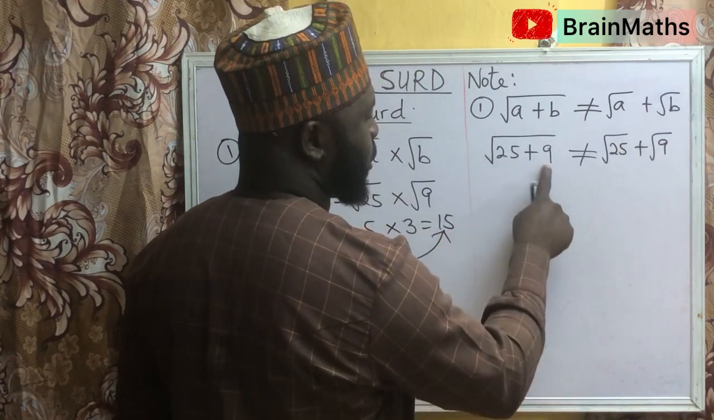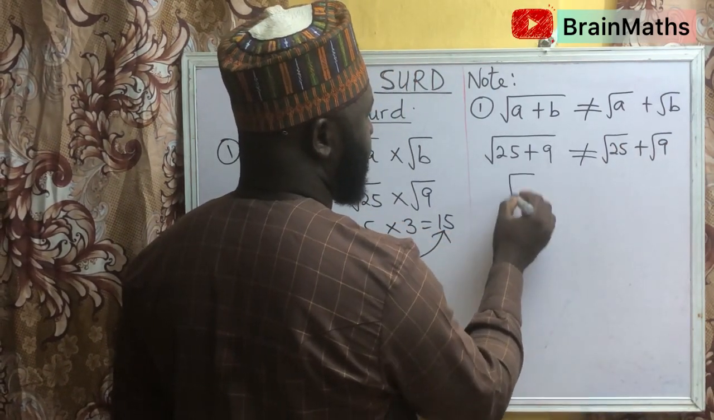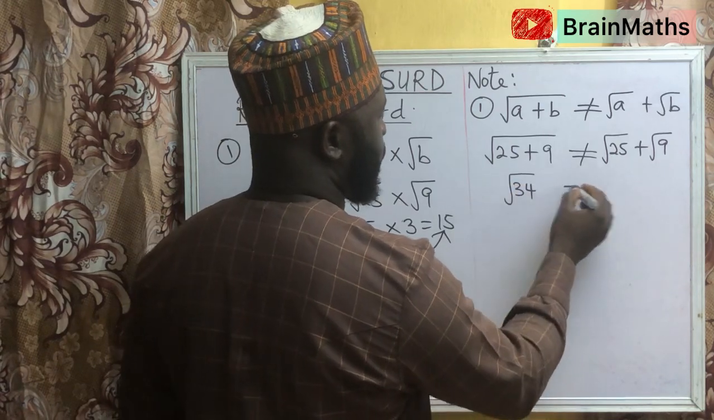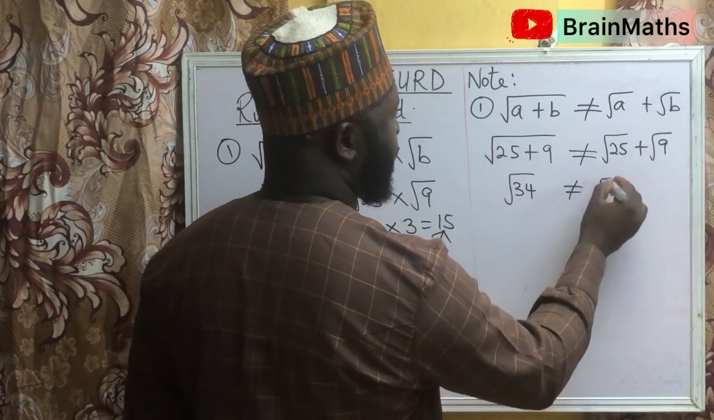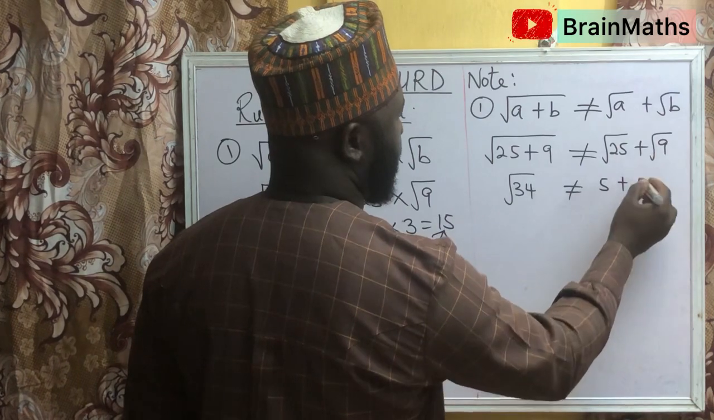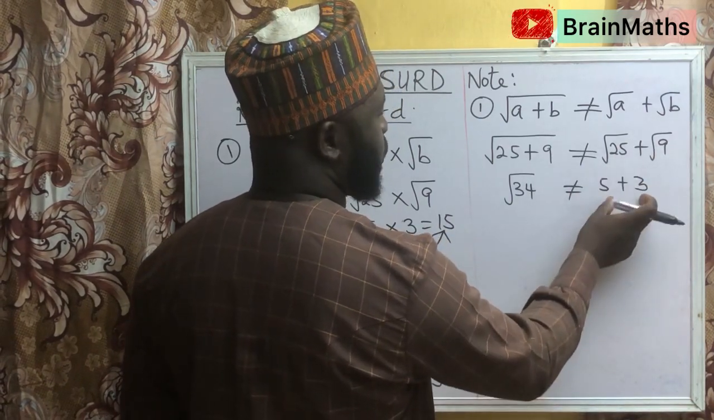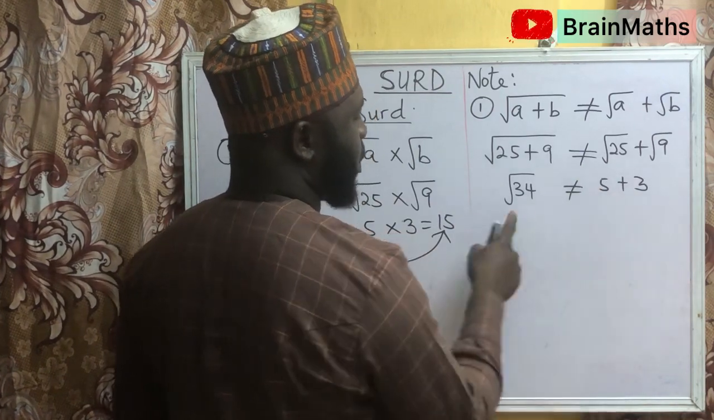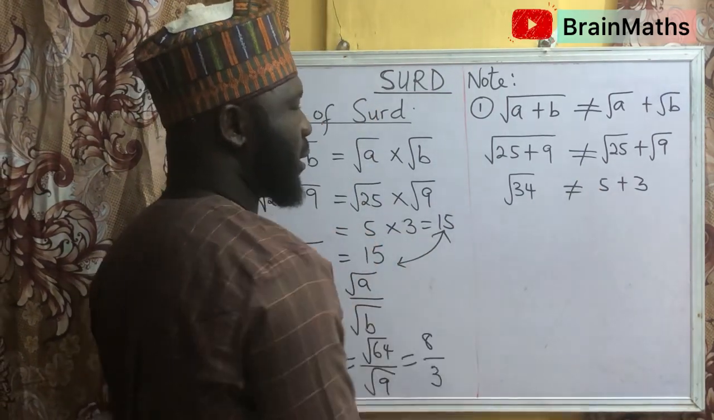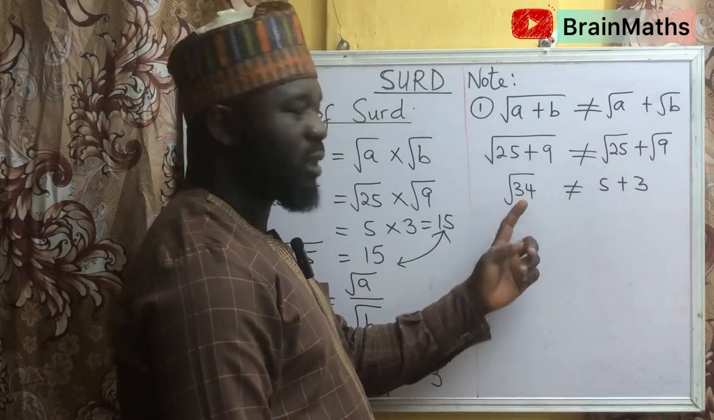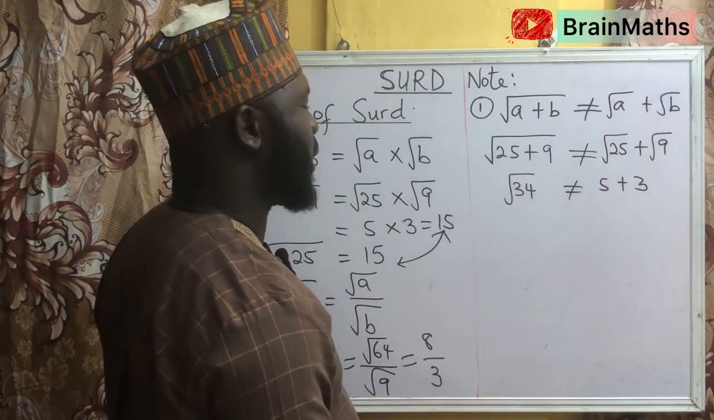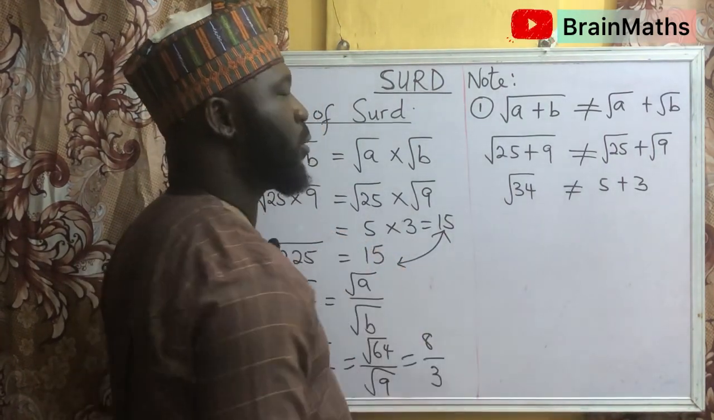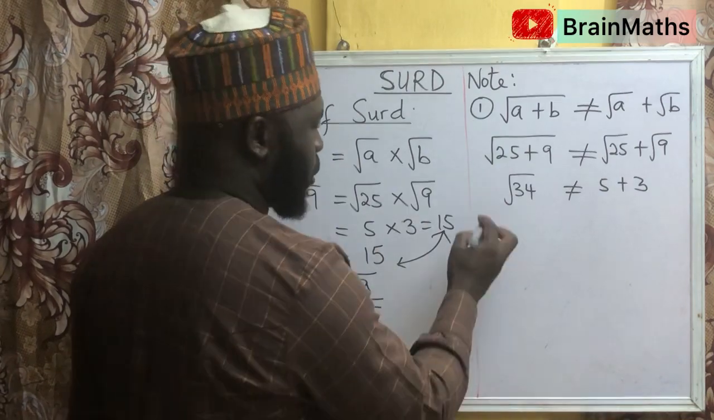No, because the addition of these two here is actually 34, which is not equal to 5 plus 3. If you add the square roots independently, you are going to have 8. And I'm sure you know that square root of 34 is not even up to 6, not to talk of getting close to 8.